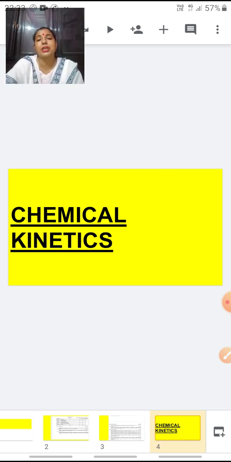Arrhenius equation was there, collision theory was there. It is there in your NCERT book, but it is not there in the syllabus anymore. In previous books it is there. Now the new edition book which has come, in that it is not there. So we will not be doing those topics. We will be doing only the next two topics, that is the integrated rate law equation, and one more, the half life of a reaction, only for zero order and first order.